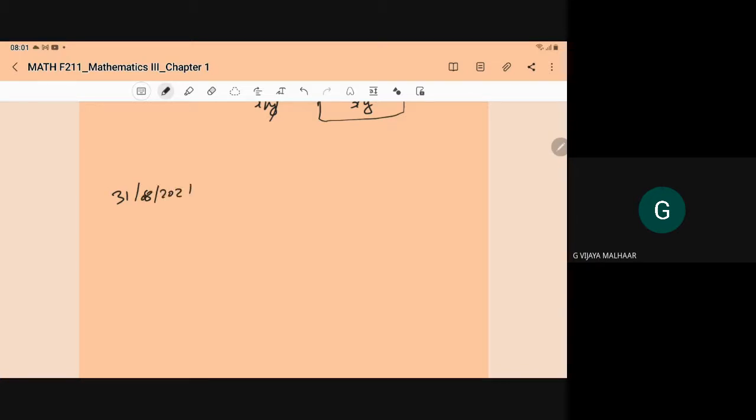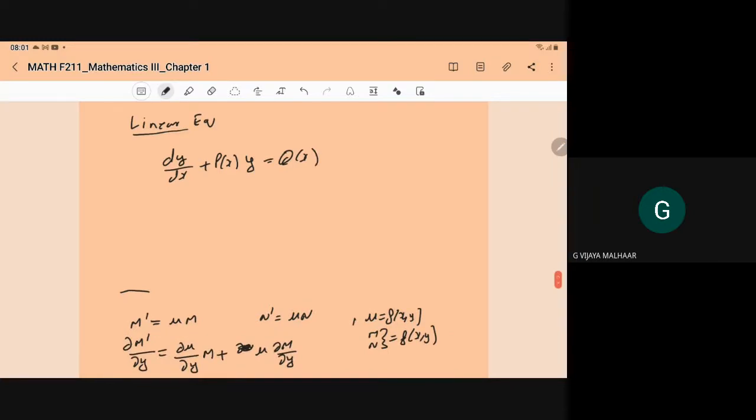So we are talking about the linear equation. Here we are talking about the first order and first degree, of the form dy by dx plus p(x) y is equal to q(x). So this equation is known as the linear equation. It can be written as dy plus (p(x)y minus q(x)) dx is equal to 0.